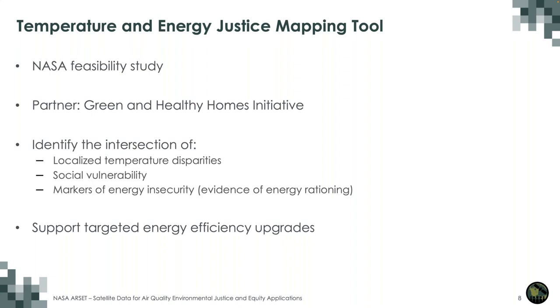and other concerns around residential disparities. And so having this as a stakeholder group, we decided to try and use earth science products and remote sensing data to identify the intersection of localized temperature disparities, social vulnerability, and also markers of energy insecurity, in this case specifically evidence of energy rationing. And the overall goal of identifying these intersections is to potentially support targeted energy efficiency upgrades to the neighborhoods and communities that need them the most.